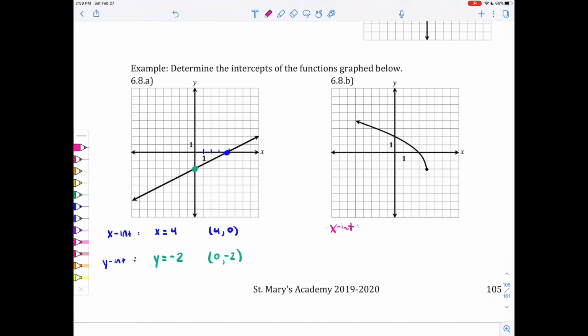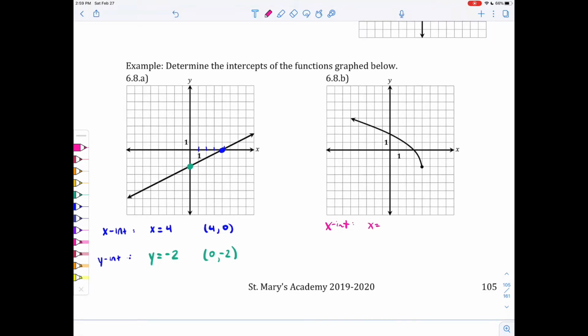The x-intercept happens when x is 3, right over there, and the coordinates of that point are 3, 0. The y-intercept happens when y is equal to 2, right there, and that's the point 0, 2.